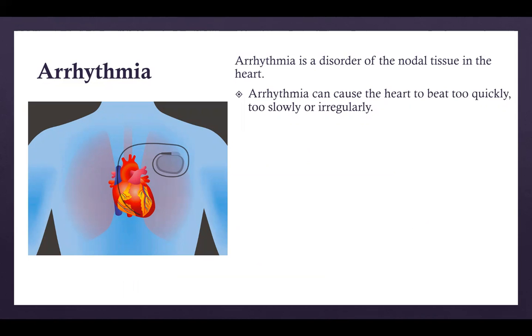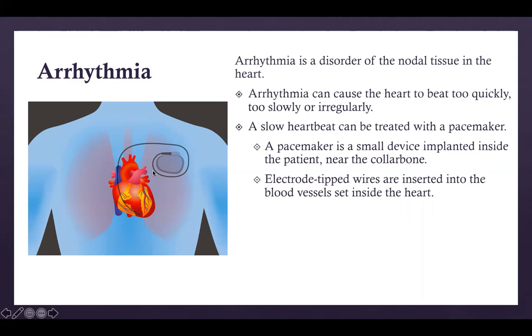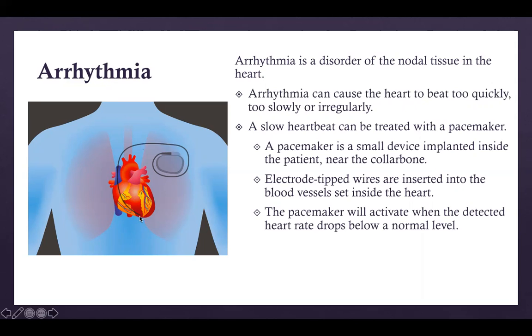And if you have arrhythmia and your heart is beating too slowly, that can be corrected with what's called an artificial pacemaker. So a pacemaker is a device that's going to be implanted into your body, near your collarbone. Sometimes they're outside your body, but often inside. And this electrical node is going to come out of the pacemaker. It's going to be inserted through your blood vessels, and it's going to be set inside your heart.